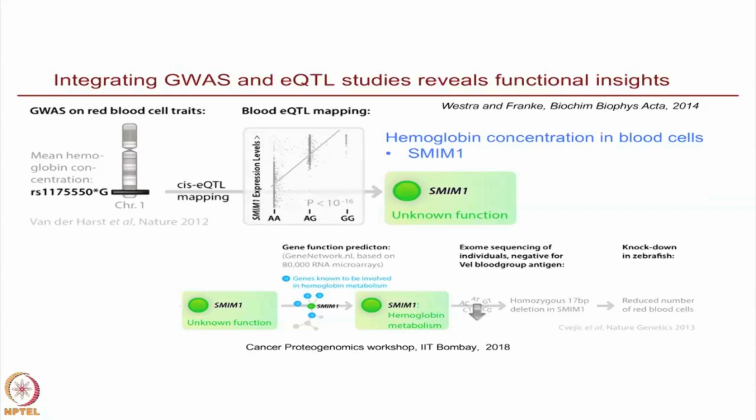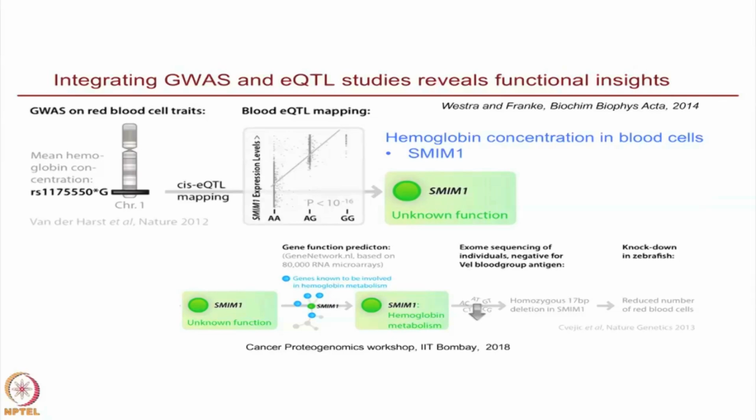And then you can generate a hypothesis that the SNP probably affects this hemoglobin concentration through this gene expression, right? But that's just a hypothesis. At that time, there was nothing known about this gene. But what they did was, through some gene network analysis, which I'm going to talk about in the next lecture, they found this gene is particularly associated with the hemoglobin metabolism genes in the network, indicating it might have a similar function in that process.